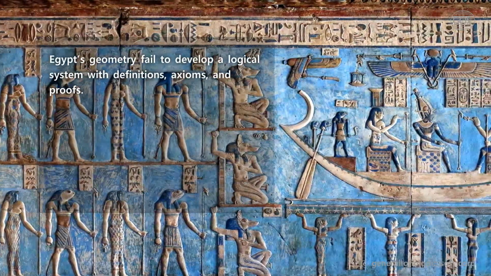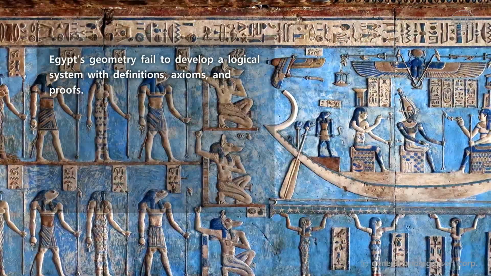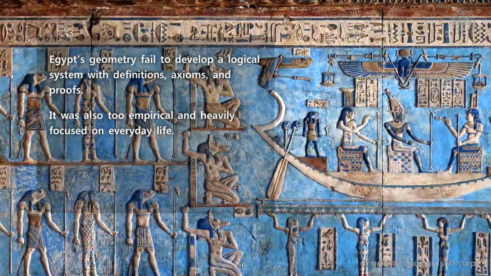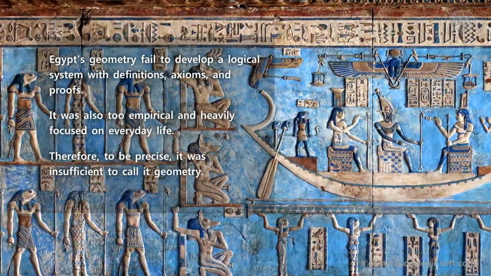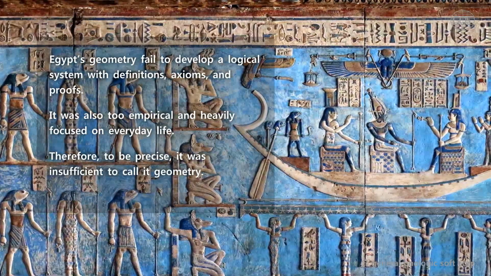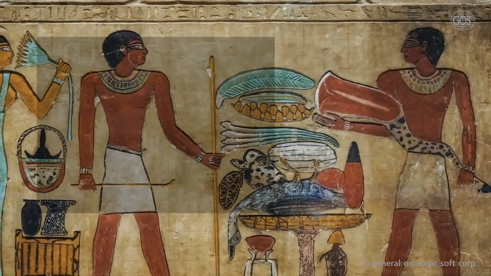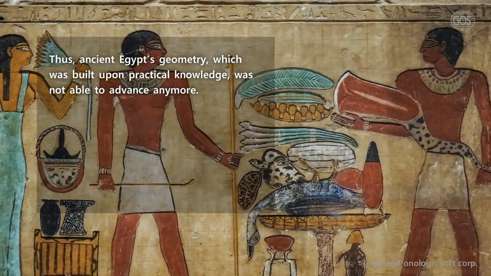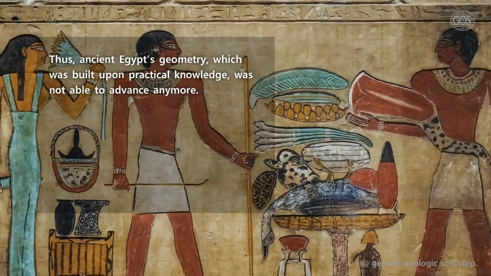Egypt's geometry failed to develop a logical system with definitions, axioms, and proofs. It was also too empirical and heavily focused on everyday life. Therefore, to be precise, it wasn't sufficient to call it geometry. Thus, ancient Egypt's geometry, which was built upon practical knowledge, was not able to advance anymore.